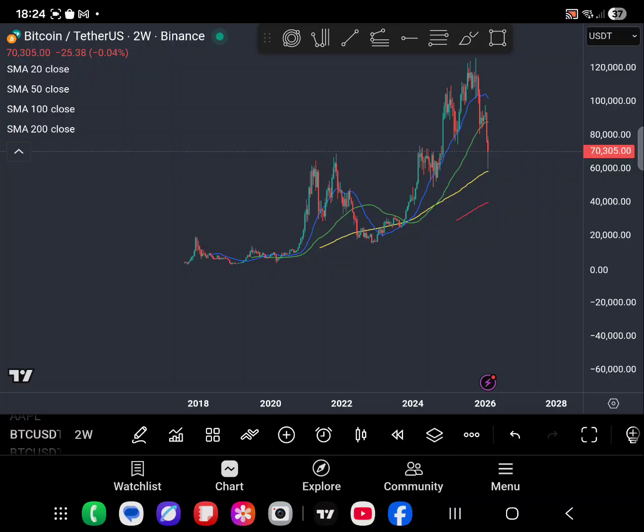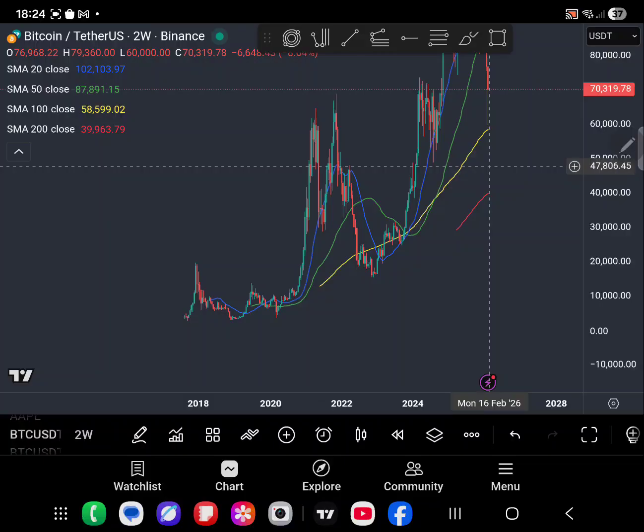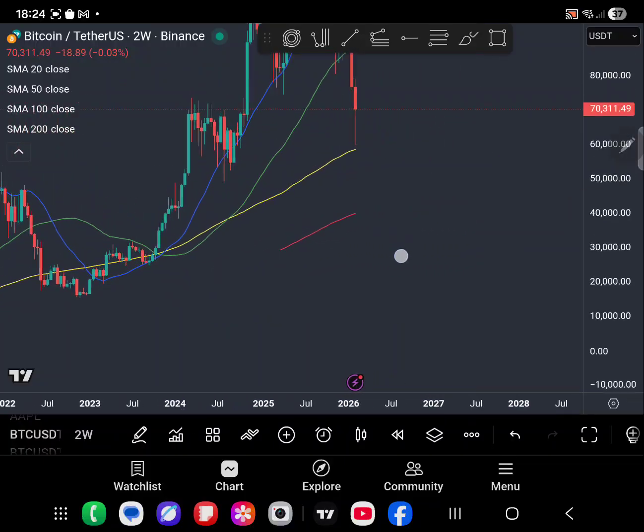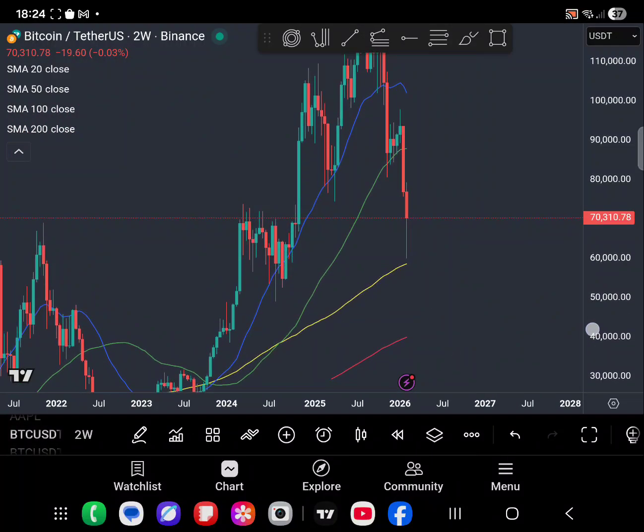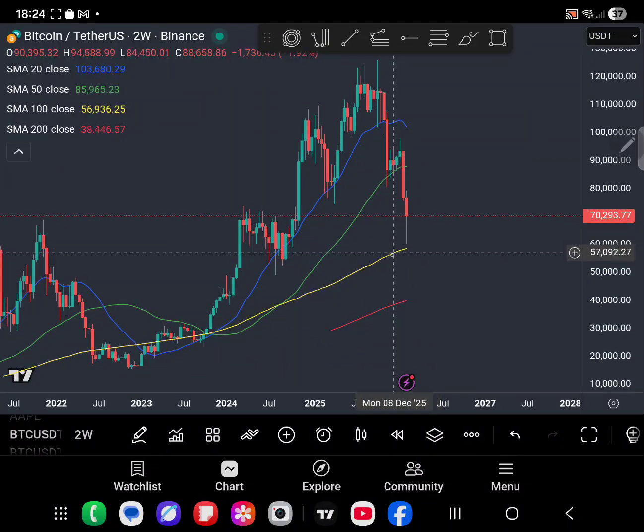Now, obviously you can see that Bitcoin has dropped. And you can see where it's dropped, right? You can see very clearly where that has dropped. So this is the 100 moving average.